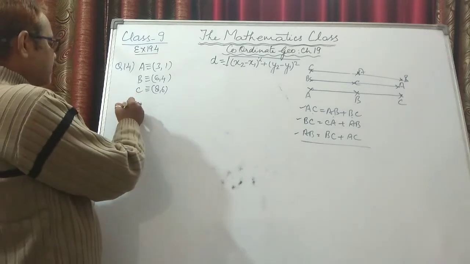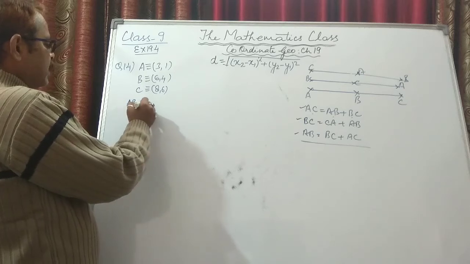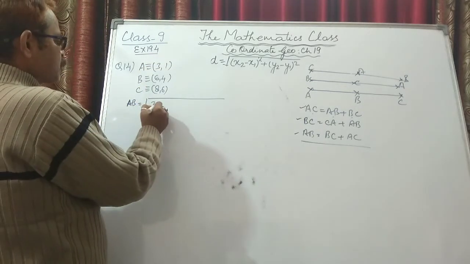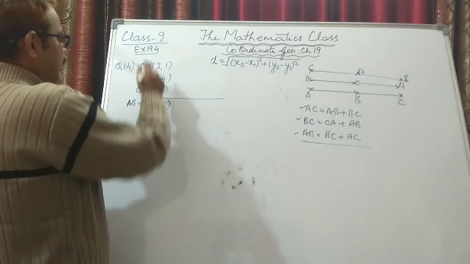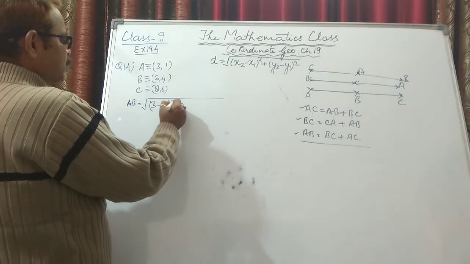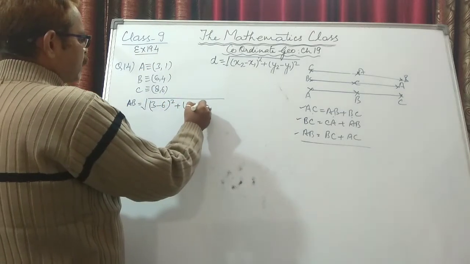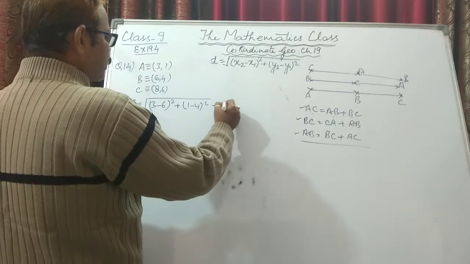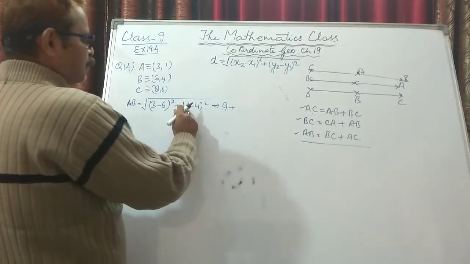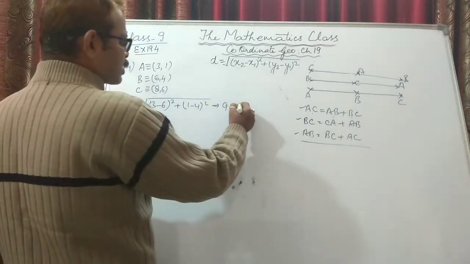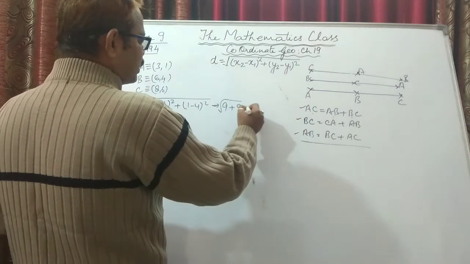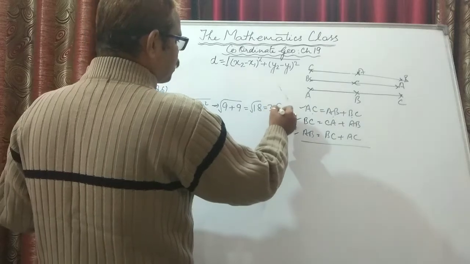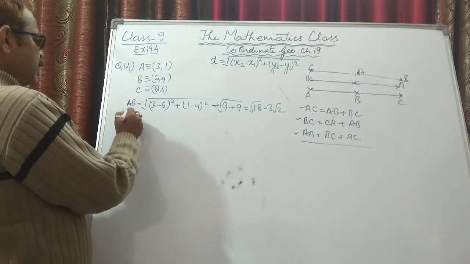So first of all, we will find AB. AB will be under root (3 minus 6) whole square plus (1 minus 4) whole square, taking A as (x1, y1). So 3 minus 6 is minus 3, square is 9, plus 1 minus 4 is minus 3, square is 9. 9 and 9 is 18. Under root 18 means 9 times 2 is 18. It means 3 root 2 is the length of AB.